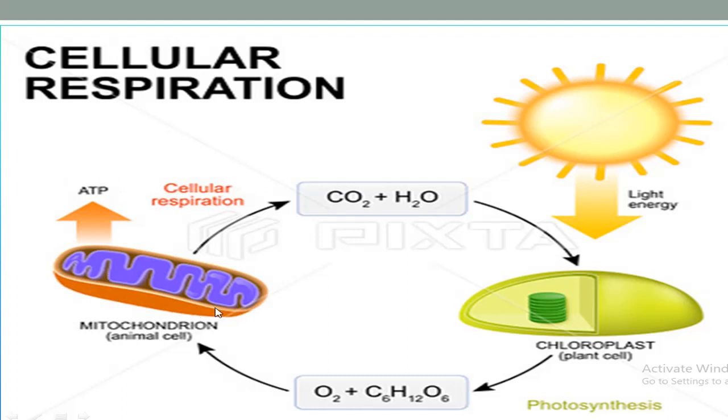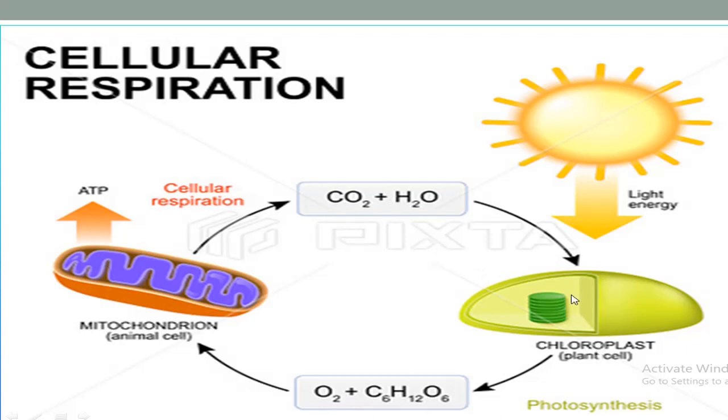This is the organelle, the mitochondria, right? Cellular respiration mainly occurs in the mitochondria, and after cellular respiration, carbon dioxide and water are produced. This carbon dioxide and water are again emitted into the atmosphere, right? Plants absorb carbon dioxide and water from the atmosphere and the soil, right? This is a cyclic process.